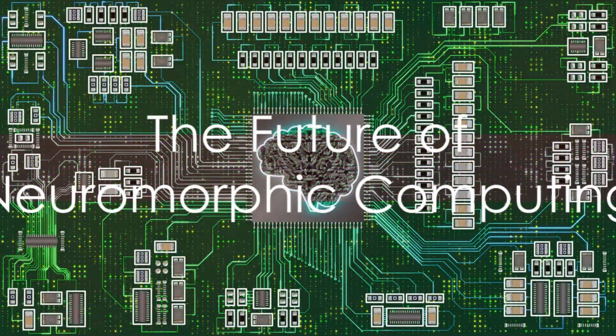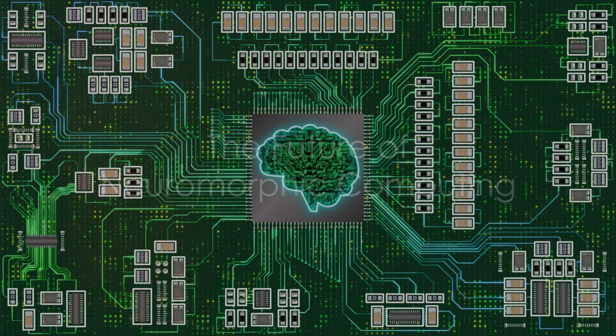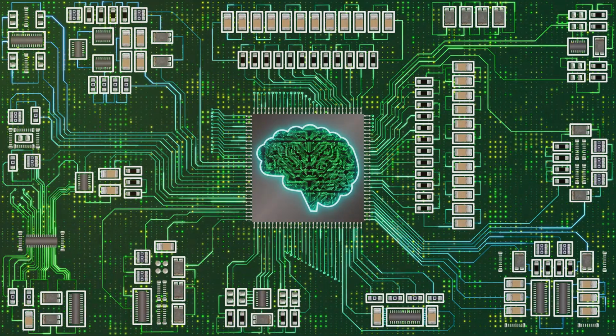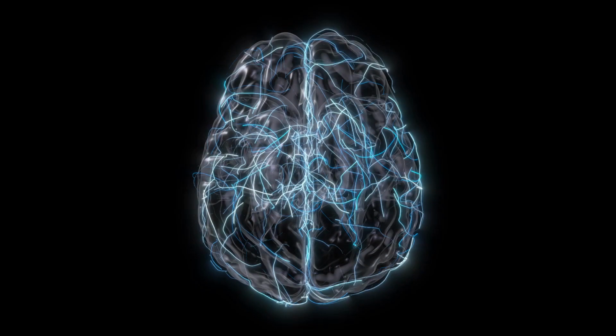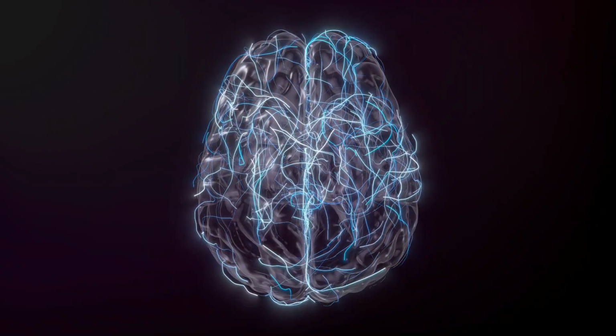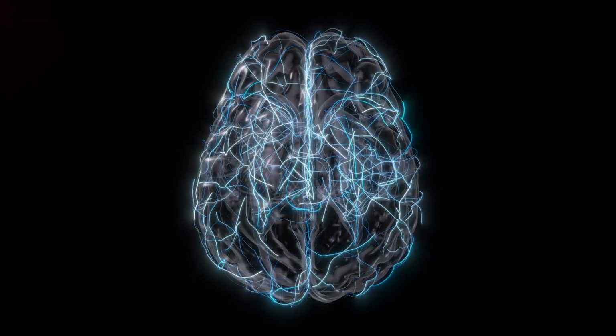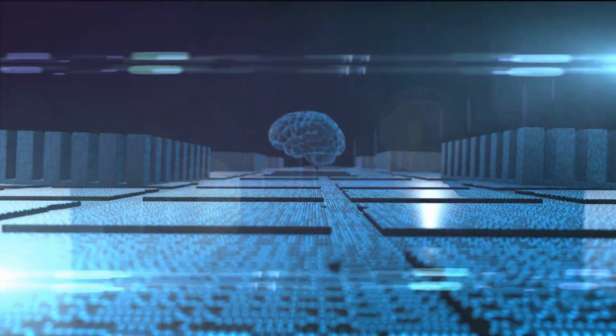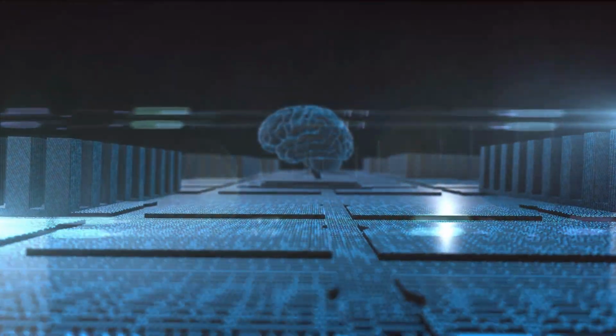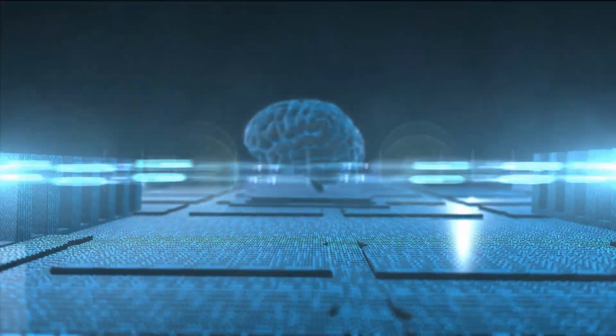In summary, neuromorphic computing is a field where technology and biology intersect. It involves creating hardware and software systems that mimic the structure and function of the human brain. From perception to motor control, these systems hold immense potential for the future of computing.